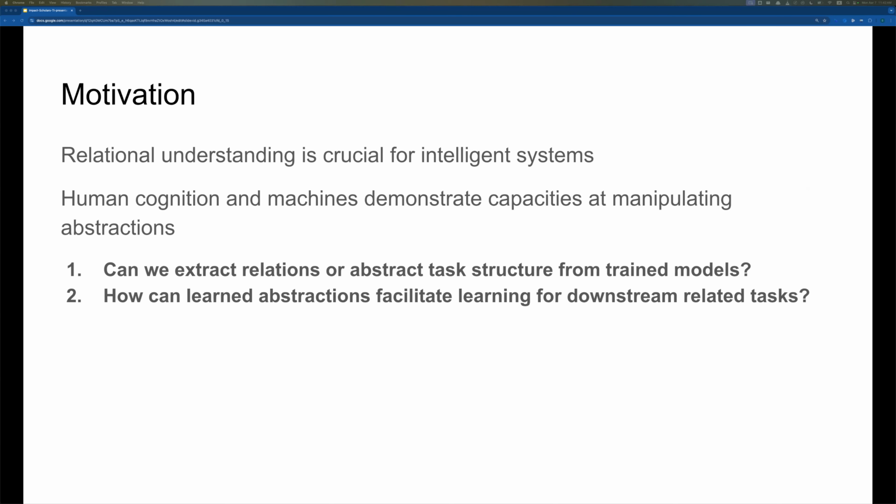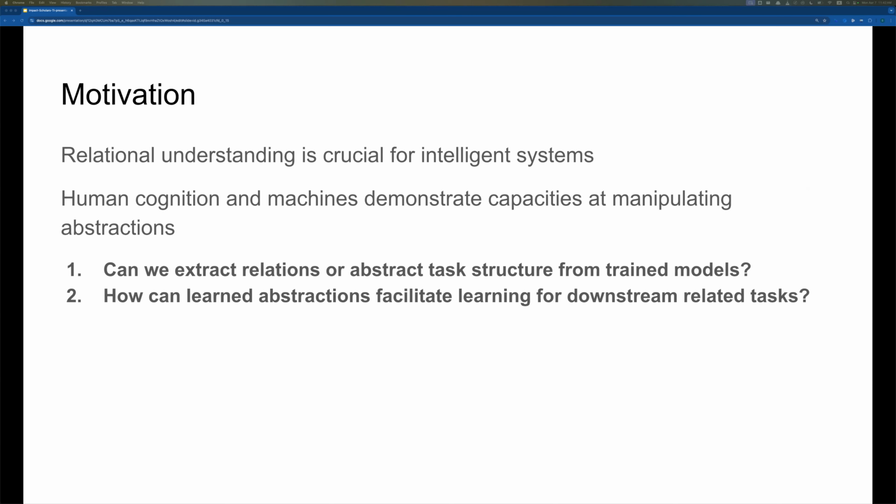So we're after two questions in this work. One, we want to verify whether we can find interpretable structure in networks. And two, we want to understand whether this learned structure can actually improve learning for downstream tasks. And we focus on studying classical cognitive tasks.